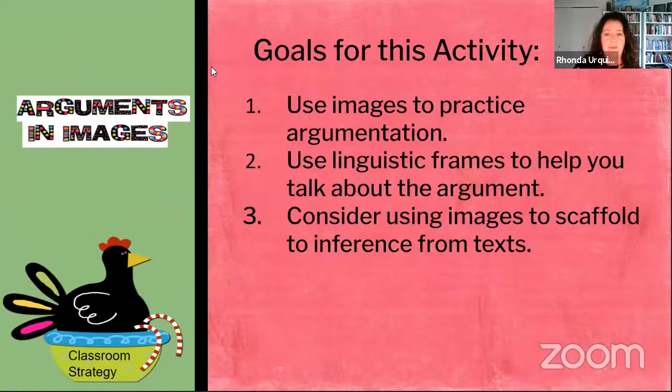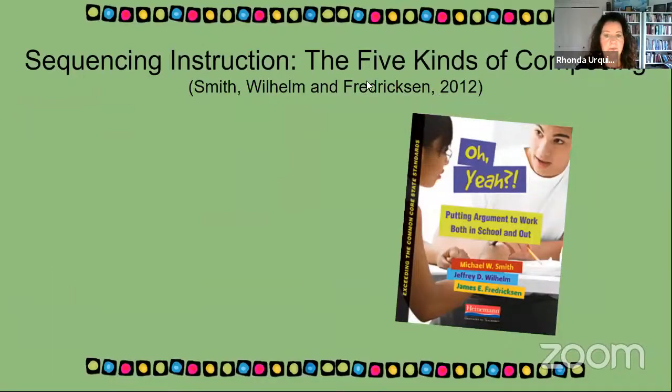So one of the first things I want us to consider is arguments and images. This is a classroom strategy. I have this little chicken who is leading our way, helping us see classroom connections. We're going to use images to practice argumentation and also some linguistic frames to help talk about the argument. So consider using images to scaffold to inferences from text, and that's what this is going to lead us into.